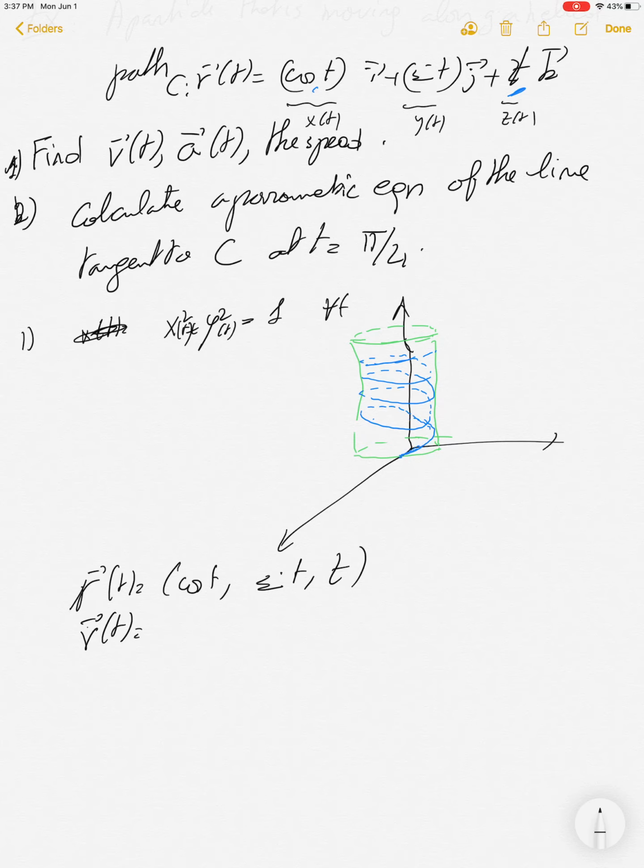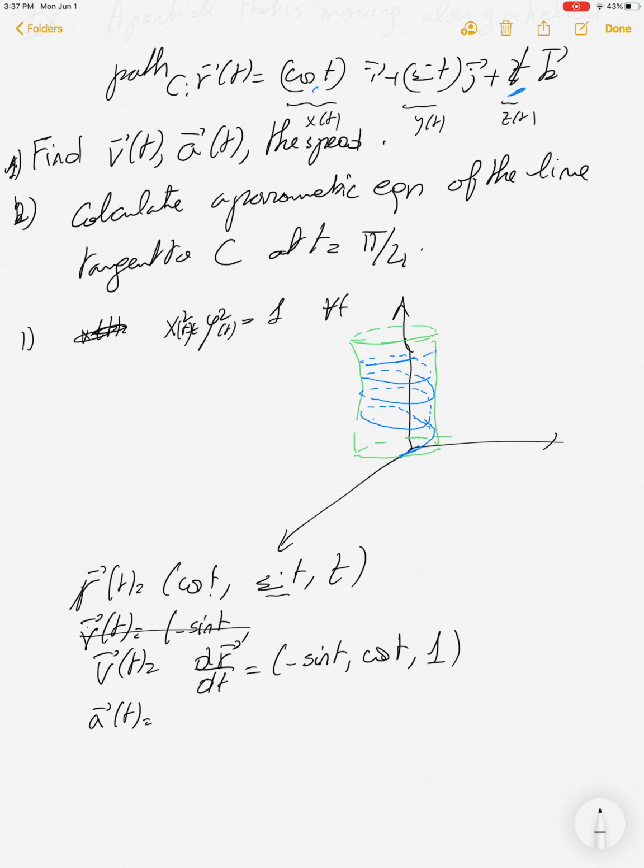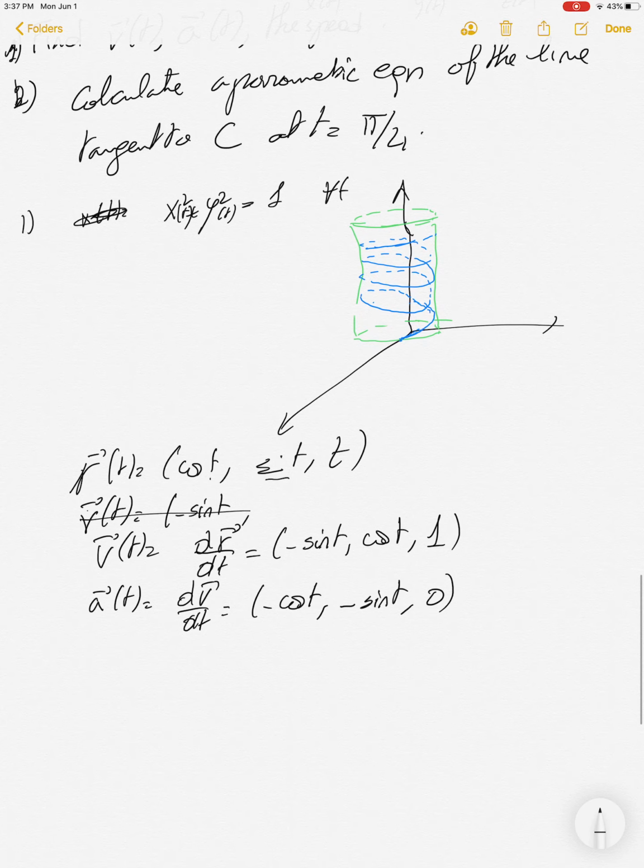What is V of t? It is minus sine t. Let's write it. V of t is the rate of change of the position with respect to time, which is minus sine t, the derivative of x, the derivative of y with respect to time. Y here is sine t, so it's cosine t, and 1. Now what is the acceleration vector? It is the derivative of the velocity vector, and this is minus cosine t, minus sine t, and 0.